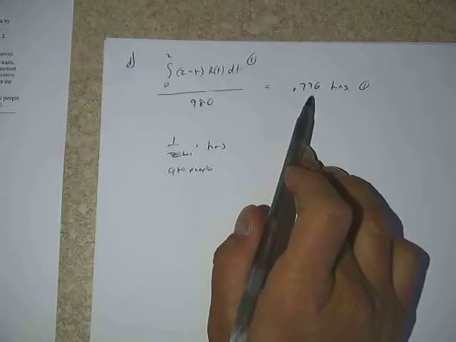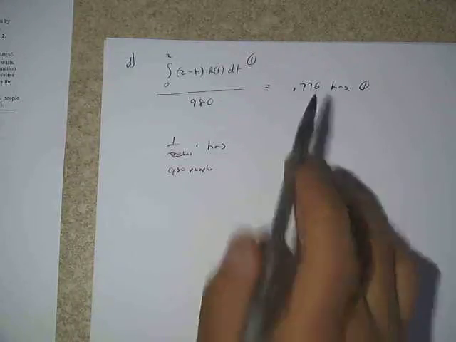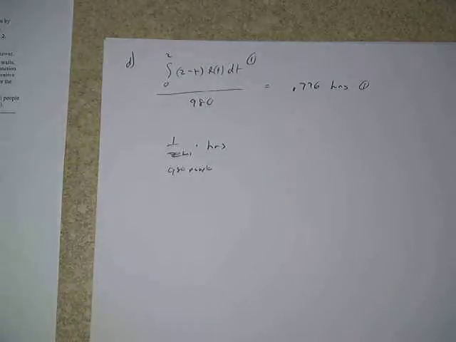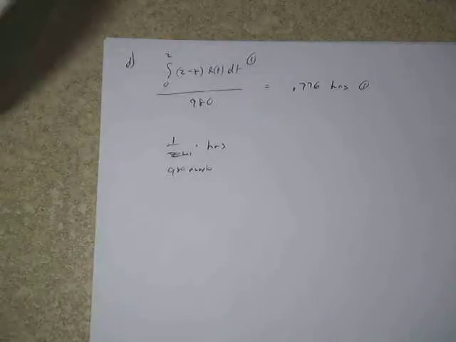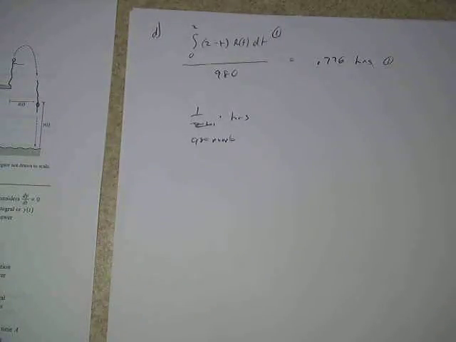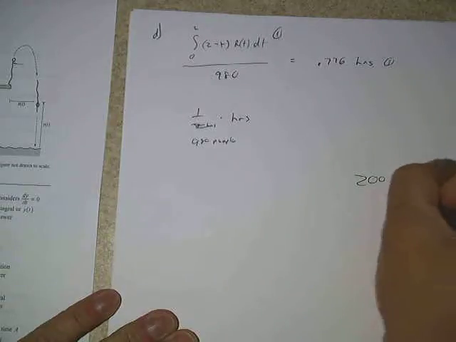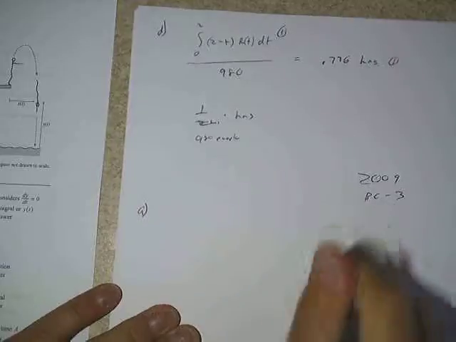And so ultimately the 980 is our people. Instead of the 2 hours, we're going to divide by 980 people. And if we said that in English, we wouldn't say hours per people, it would be hours per person. Ultimately that means our answer here would be 0.776 hours per person, which makes sense. That would be our average wait time. All right. Anything else on number 2?